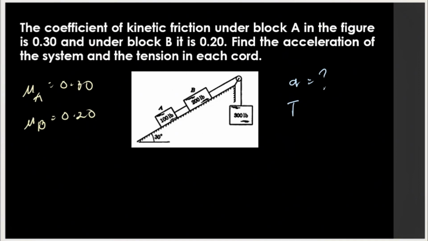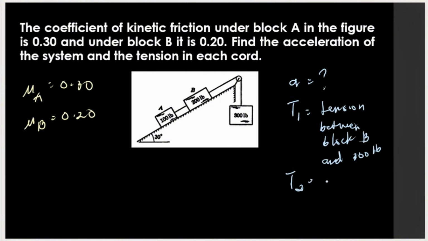Meron tayong tension sub 1, which is this is the tension between block B and 300 pounds na block. Tapos meron din tayong tension sub 2 na pinapahanap na ito, tension between block A and B. Oh, yan. So, pinapahanap sa atin itong tatlo, no? One, the acceleration, at yung dalawang tension.